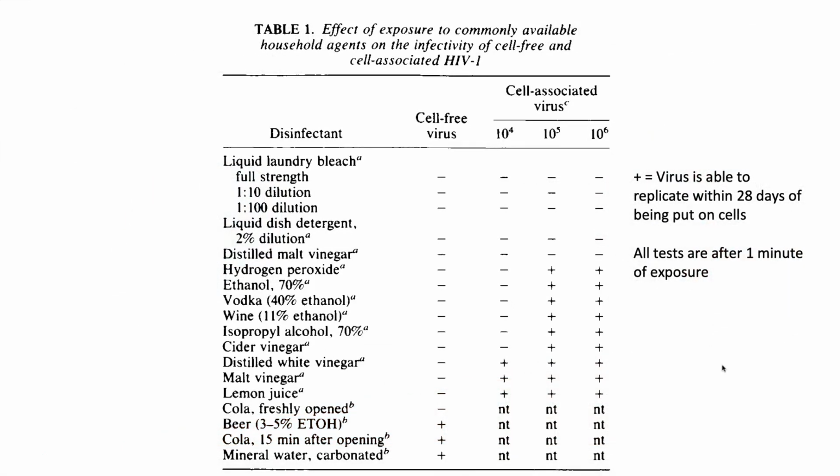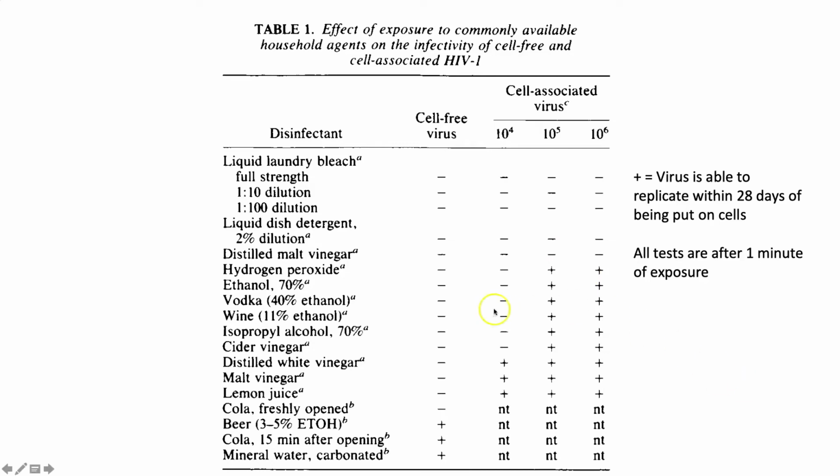They said, all right, let's take a bunch of this random stuff and expose these viruses either with a cell or without a cell, and then we'll see after 1 minute what actually survives. We're trying to test, if you're in an HIV lab, what do you actually need to use to sterilize equipment? Because HIV is really scary. A plus means that it actually grew within 28 days of being placed on cell culture, which is kind of cool.